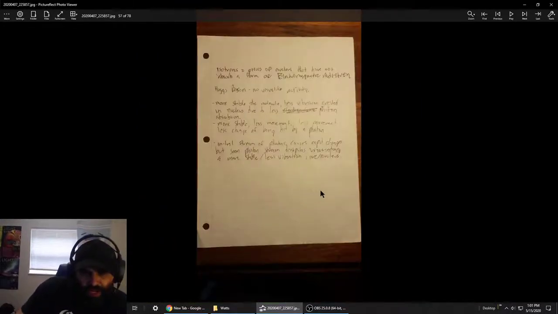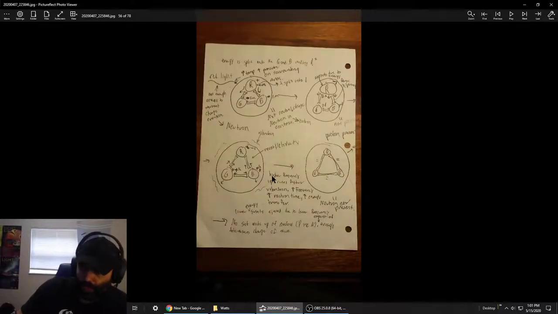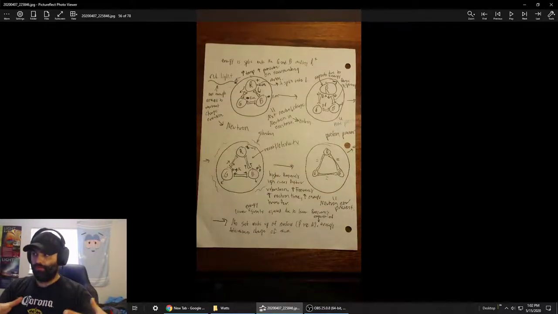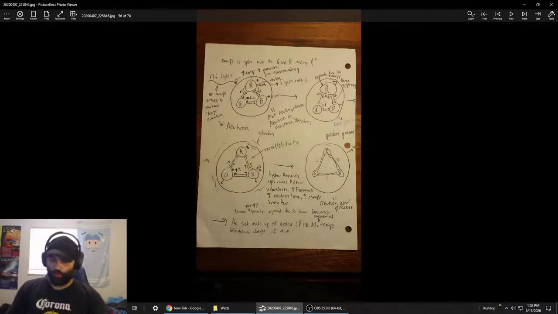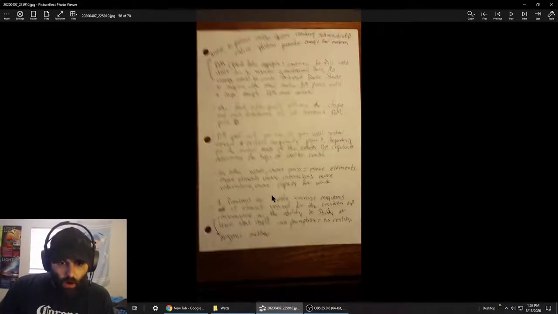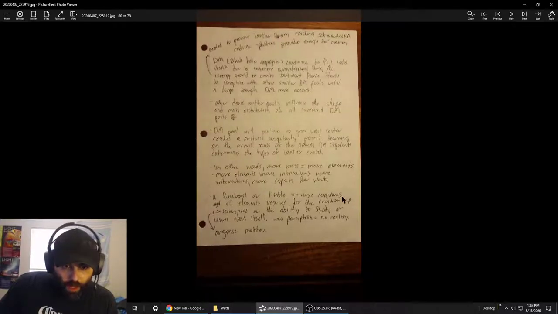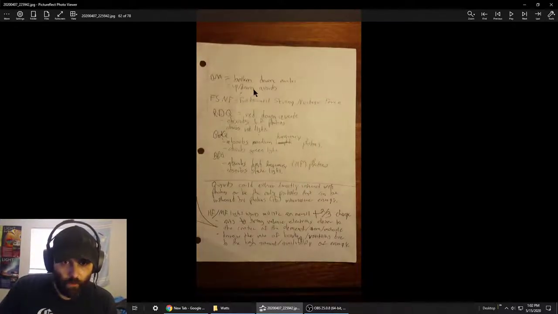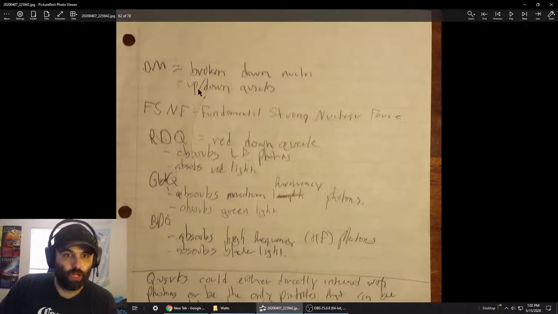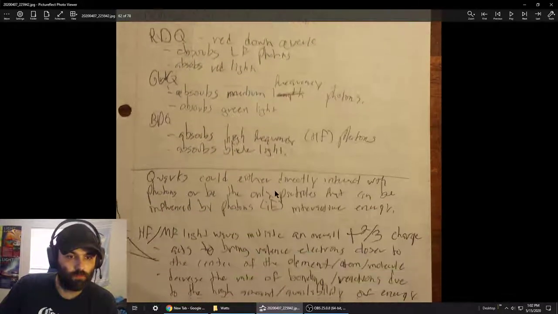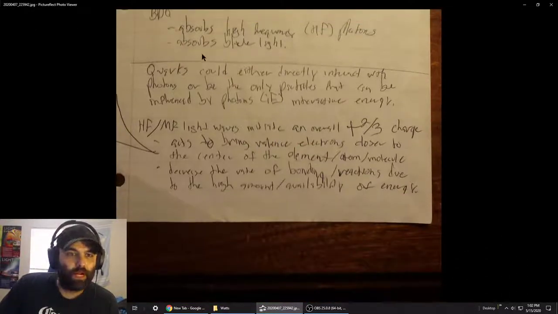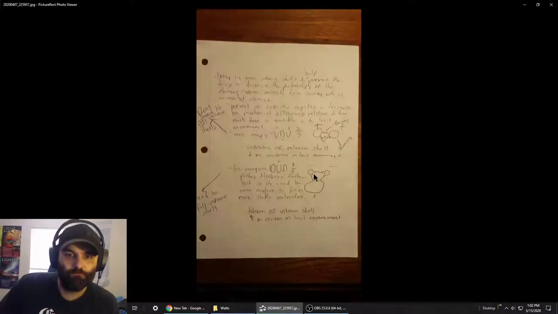There is one section, I think it's in the back, how you actually create how neutrons and protons actually go back and forth with one another. Okay, this is pretty cool. Broken down nuclei, up down quarks, fundamental strong nuclear force, red down quarks. Directly interact with photons or be the only particle that can be influenced by photons. Low to their charge.